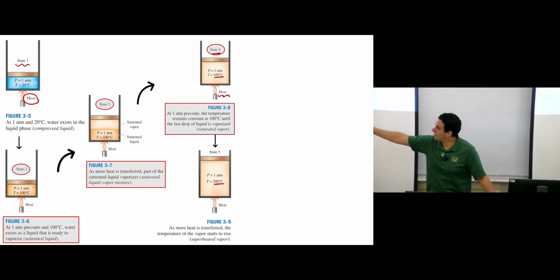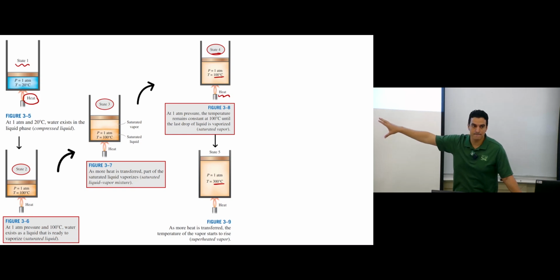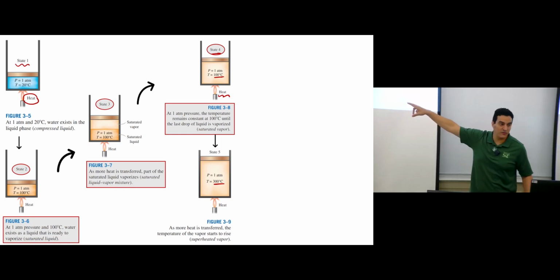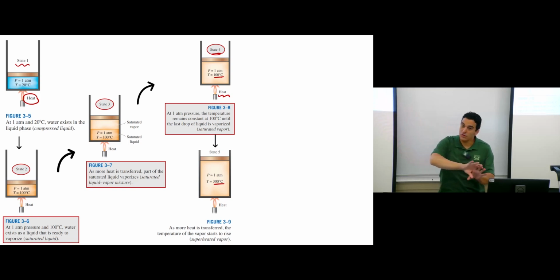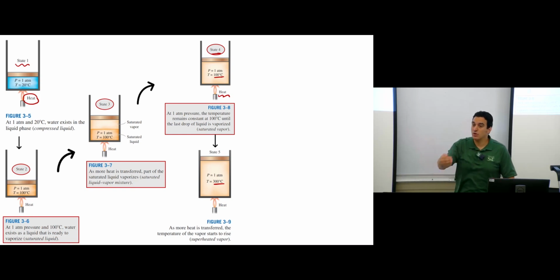State number 2, do we have liquid or vapor? Liquid. State number 3, we have a mixture. State number 4, we have vapor. So the only thing that changed between state 2, 3, 4 is what? Just the phase change. So here we are adding heat, but this heat will not increase the temperature.